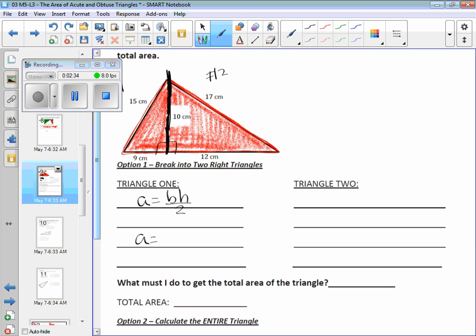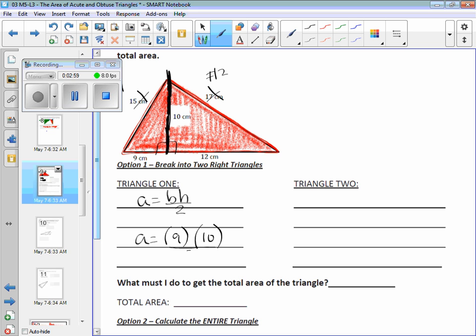What is the base of triangle 1? Because they actually give it to you. Sometimes they won't. They'll give you the whole thing and you got to break it up, which is tricky. It is 9. And then, Chris, what's the height? Don't forget, these are throwaway numbers. We're not going to need them for area. 10 is correct.